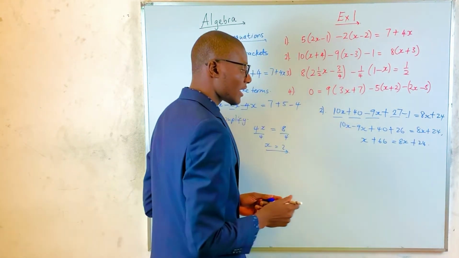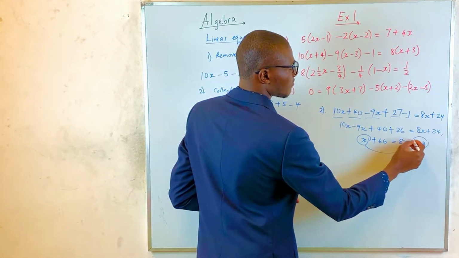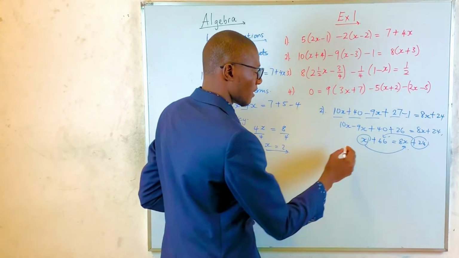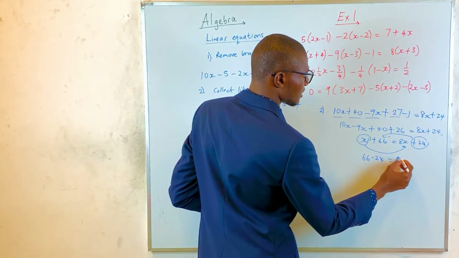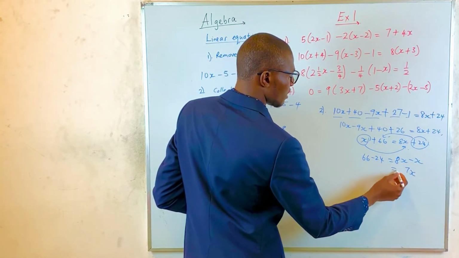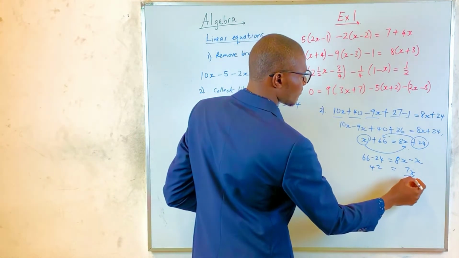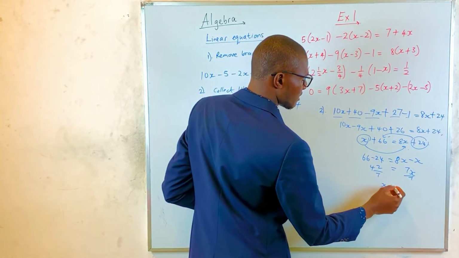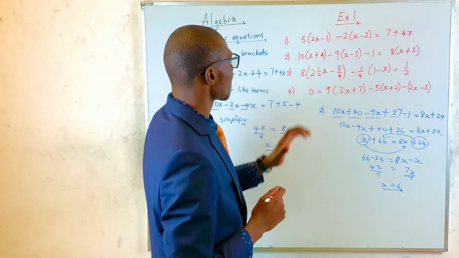Now if we collect like terms, we can take this x to the right hand side, then 24 to the left hand side, such that we now have 66 minus 24 being equal to 8x minus x. So 7x will be equal to 42. Then dividing both sides by 7, x will simply be equal to 6. So this is how we solve the second question.